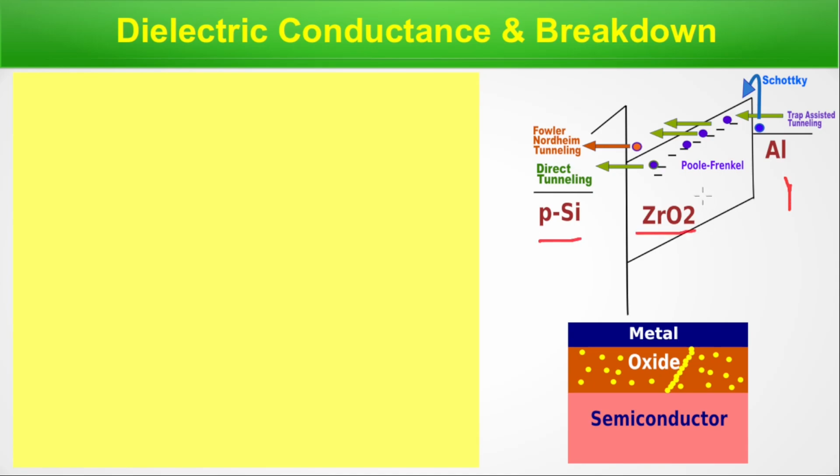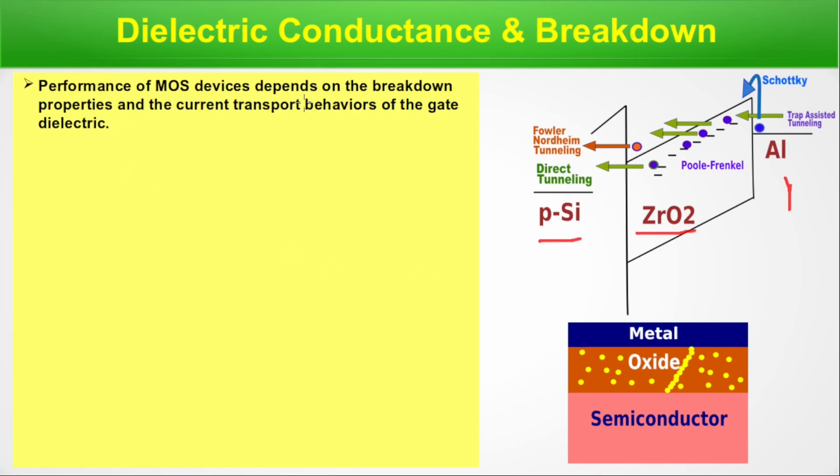Here ZrO2 is basically a high-K dielectric. So, let's understand what is actually happening here. Performance of MOS devices depends on breakdown properties and the current transport behavior of the gate dielectric. This is the central part of a MOSFET, and here we actually add the source and drain.